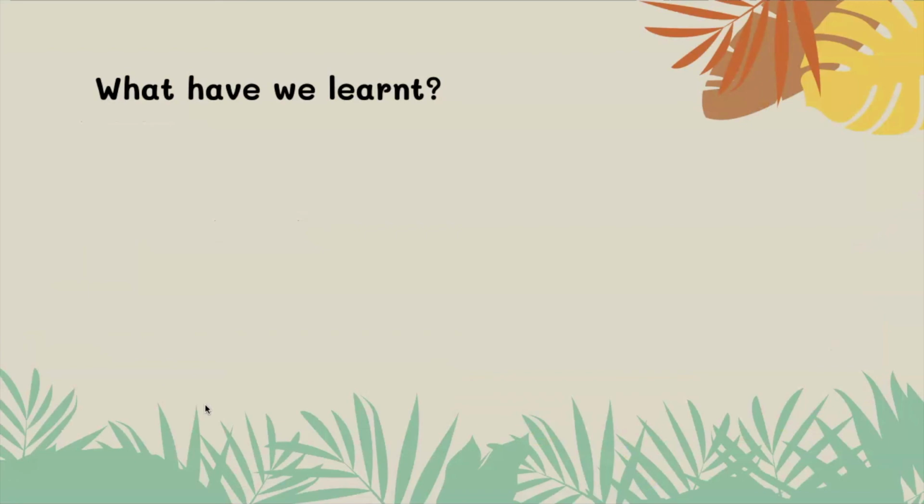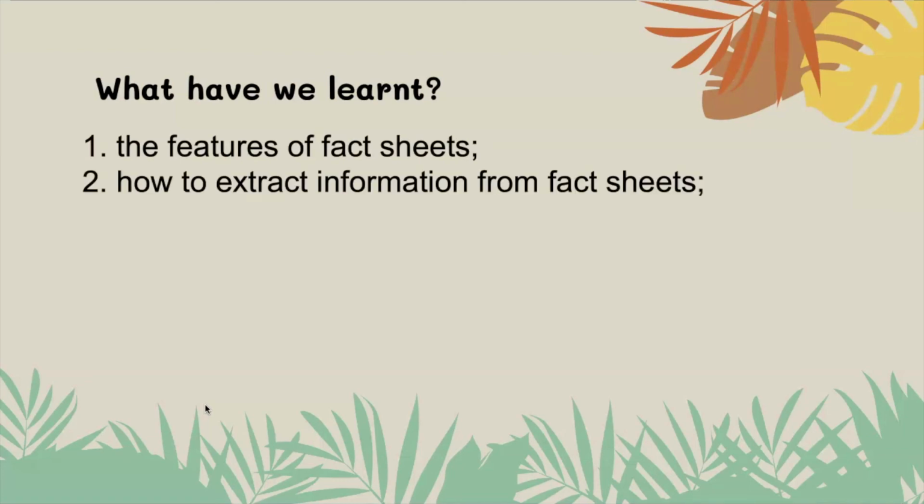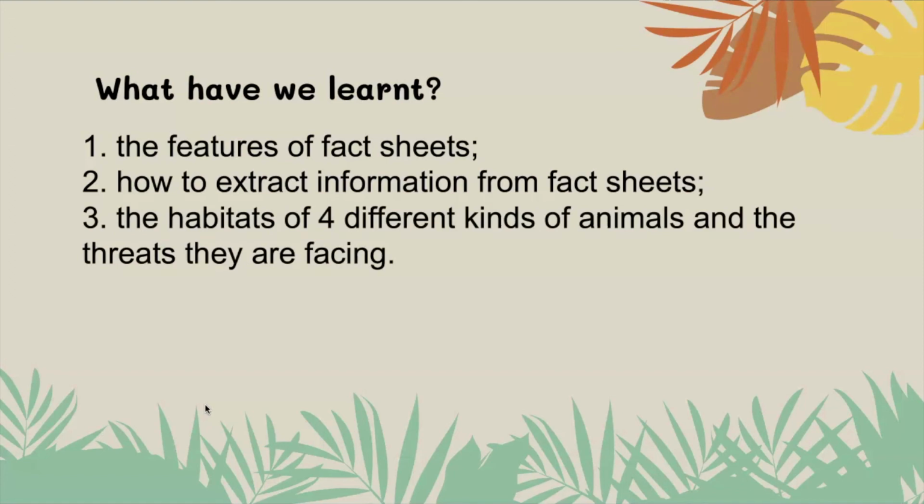So here comes the end of our lesson. What have we learned? We have talked about the features of fact files, and we know how to extract information from fact files. We have also looked at the habitats of 4 different kinds of animals and the threats they are facing.